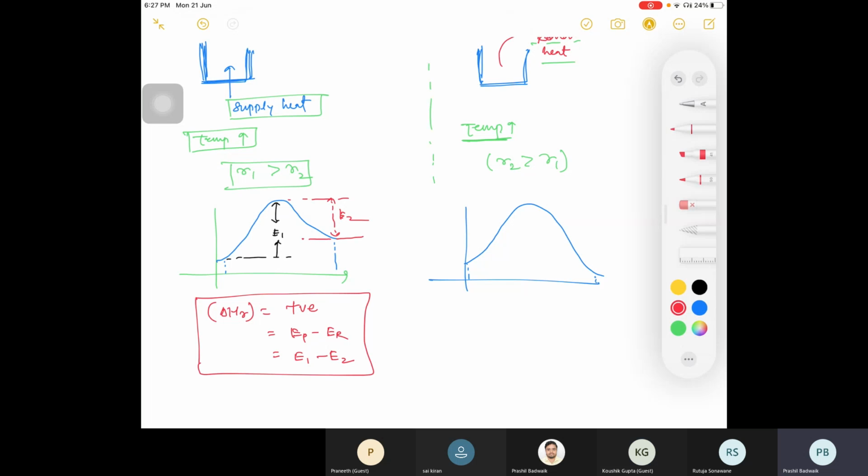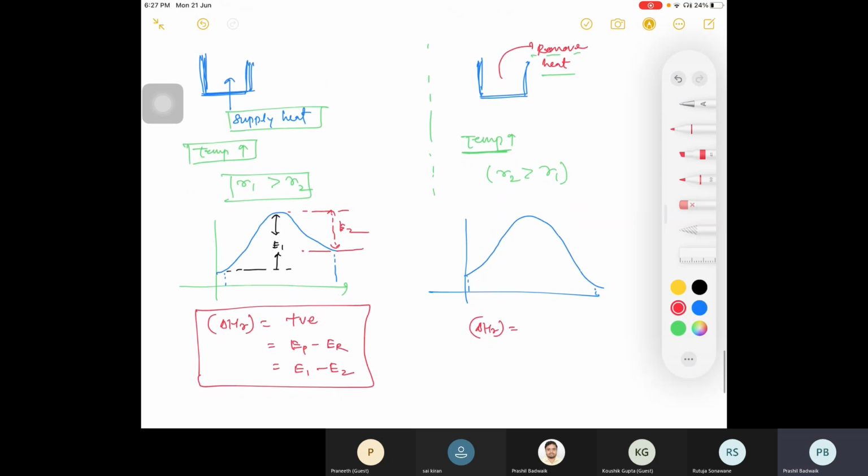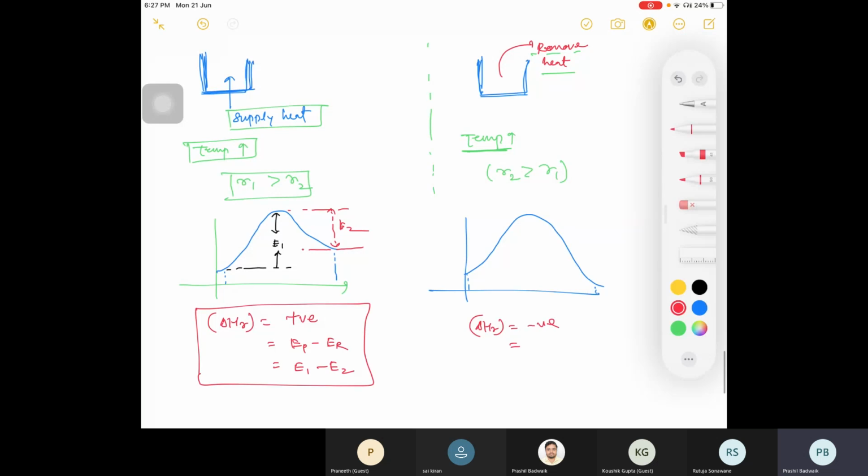Okay, we have reached up to here. Similarly, delta H of reaction for the backward direction, or I'll say for an exothermic reaction, it is negative. What do we have to do? It is energy of product minus energy of reactant, and you can clearly see the energy of product here and the energy of reactant here. So what is the energy of reactant? It is lower, so you will get a negative answer.